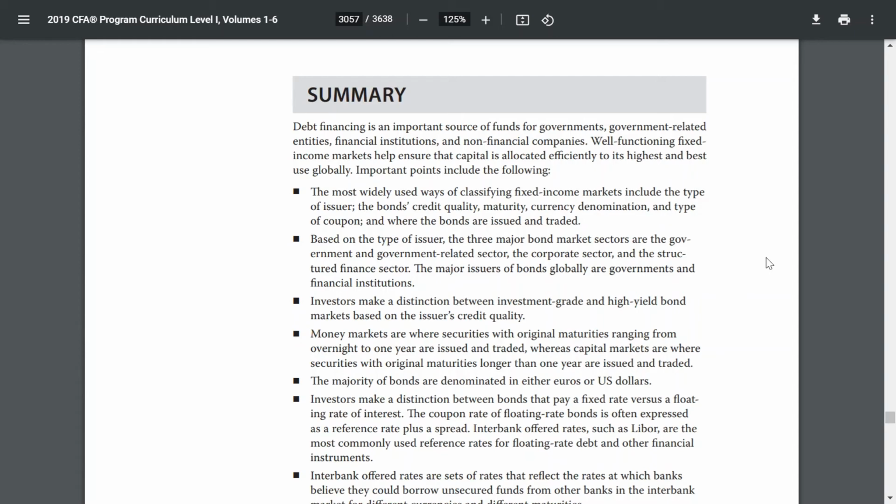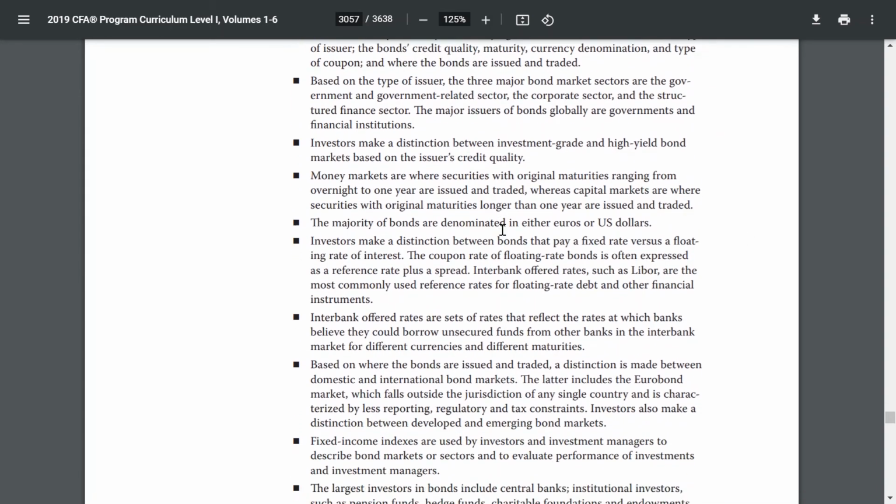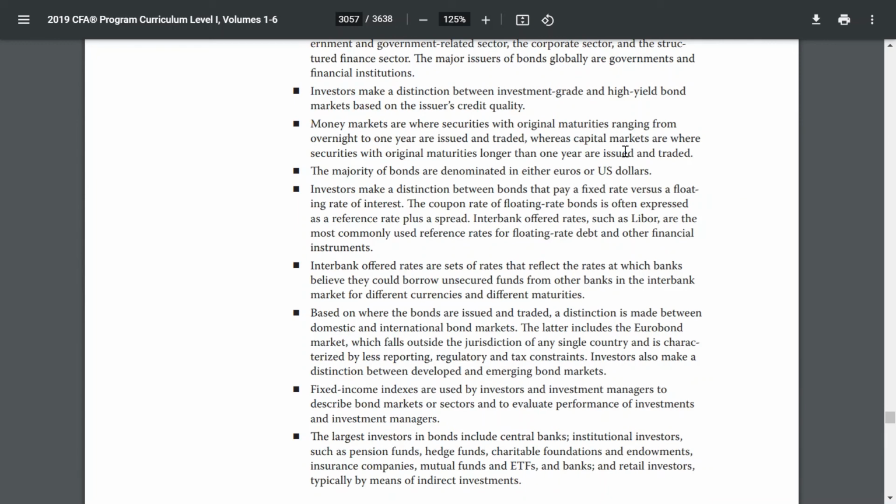Based on the type of issuer, the three major bond market sectors are the government and government-related sector, the corporate sector, and the structured finance sector. The major issuers of bonds globally are governments and financial institutions. Investors make a distinction between investment-grade and high-yield bond markets based on the issuer's credit quality. Money markets are where securities with original maturities ranging from overnight to 1 year are traded, whereas capital markets are where securities with original maturity longer than 1 year are issued and traded.